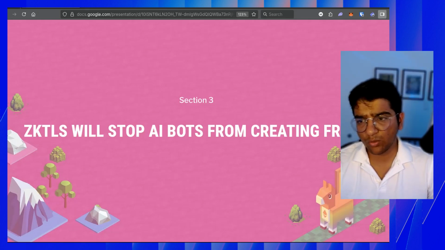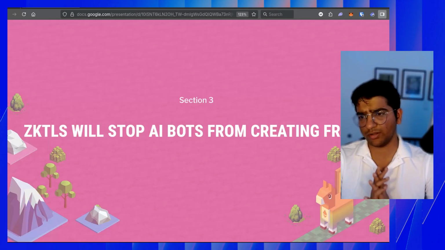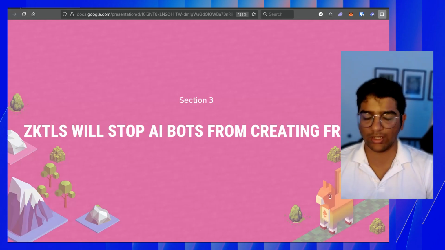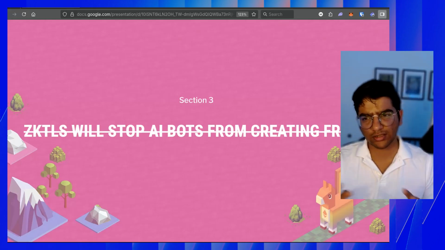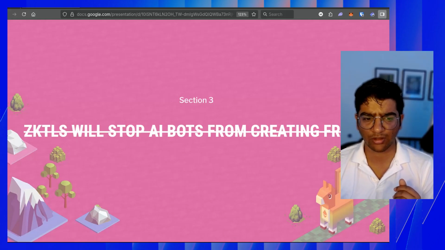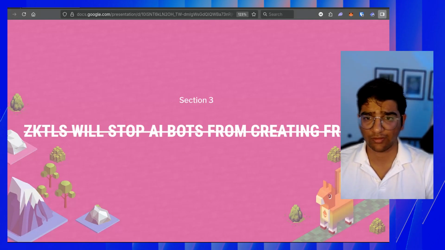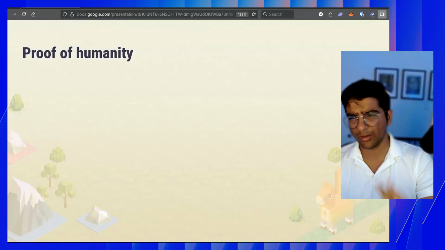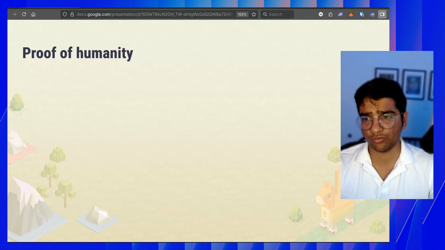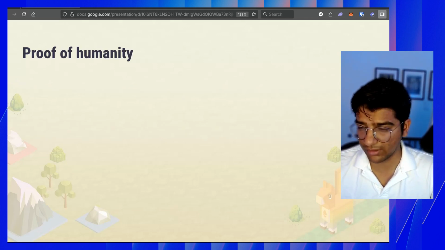And one would suspect that, hey, zkTLS is going to solve all of these problems. zkTLS is going to stop bots from even creating this fraud. It's going to stop bots from even interacting with some of these systems. Though it is true that zkTLS can solve some of these problems, first I want to dismantle one of the more popular notions out there as to how zkTLS is going to solve this problem. One thing that's going around in circles on Twitter is, hey, zkTLS is a great way to do proof of humanity. It is true, but it really does not solve the problem.